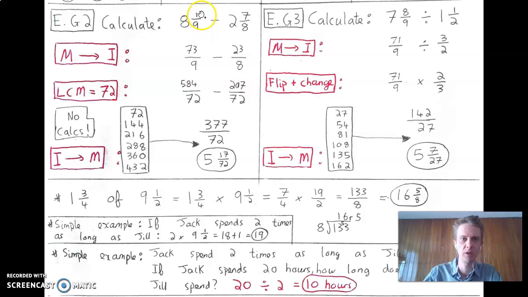8 times 9 plus 1, 73. 2 times 8 is 16, plus 7 is 23. Okay? Obviously, you need to have the first part really well understood before you can do this part here. Then if I was subtracting these two fractions, I would be looking for my lowest common multiple. The lowest common multiple of 9 and 8 is 72. So 9 times 8, 73 times 8. 8 times 9, 23 times 9.